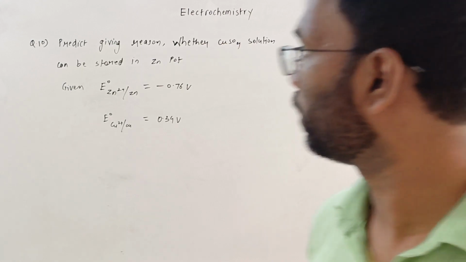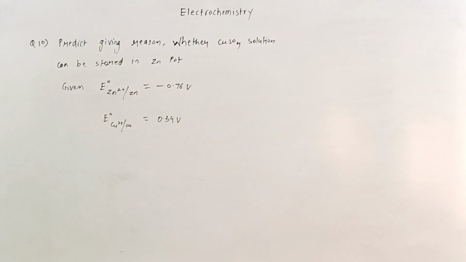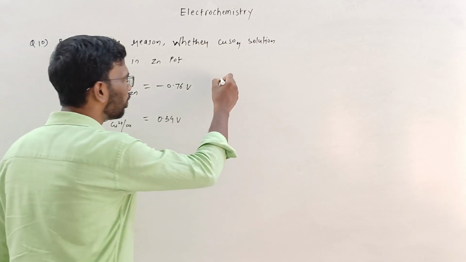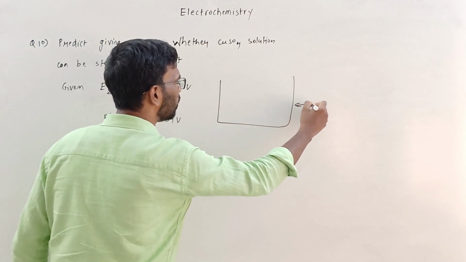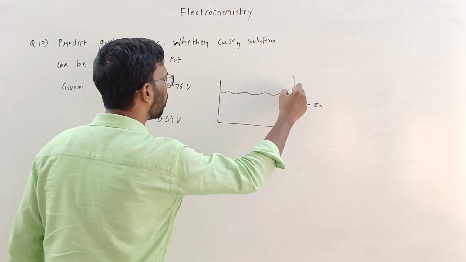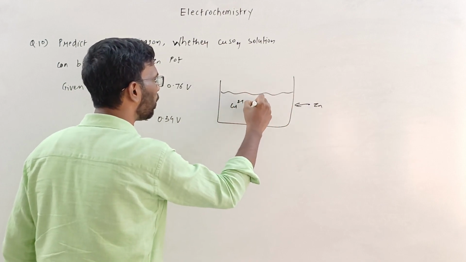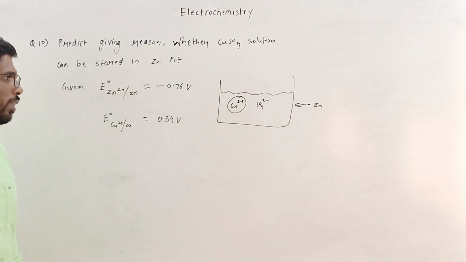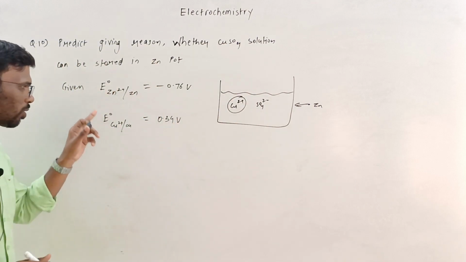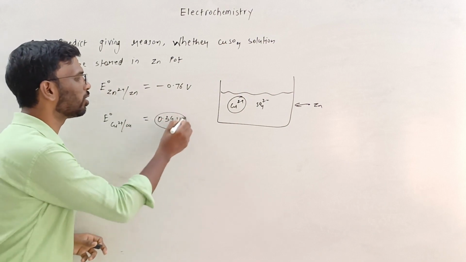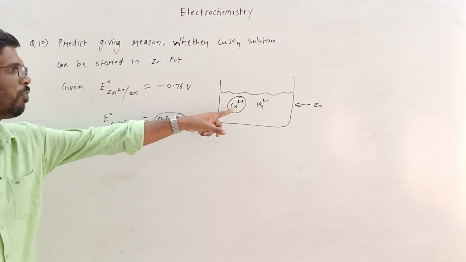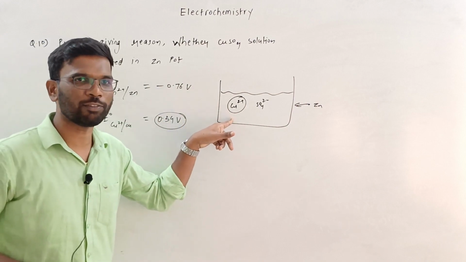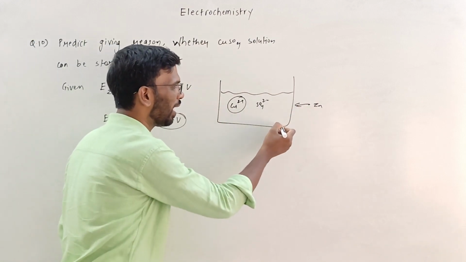So here is the question: predict, giving reason, whether copper sulfate solution can be stored in a zinc pot. Electrode potentials are given. Let's say this is a zinc container, and there is a copper sulfate solution. Copper sulfate means Cu2+ ions and SO4 2-. Since Cu2+ has a higher reduction potential, what will undergo reduction? Copper will undergo reduction, meaning it will oxidize this Zn.